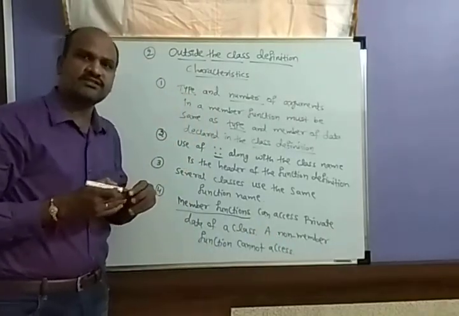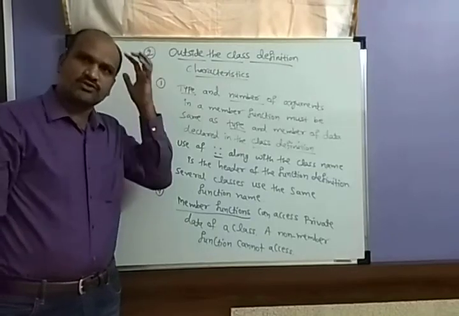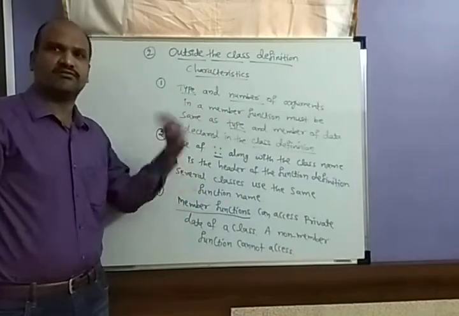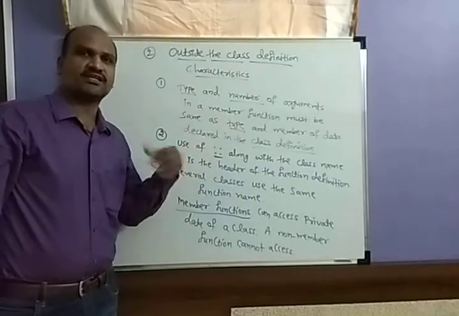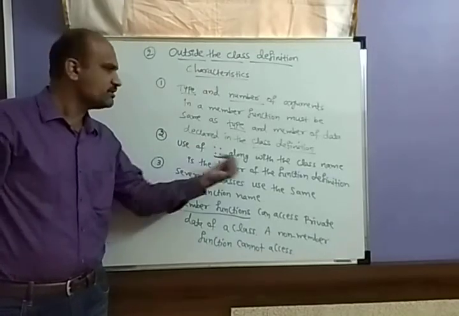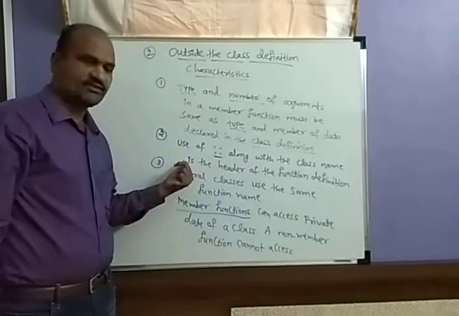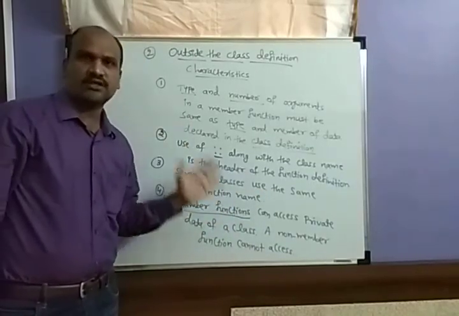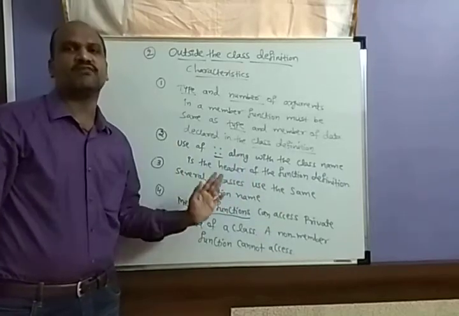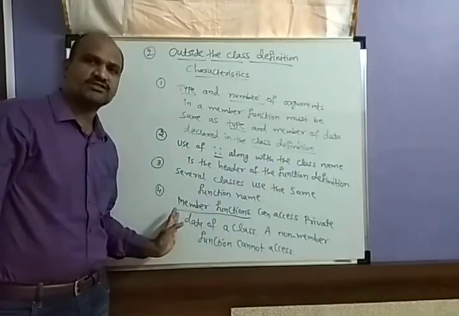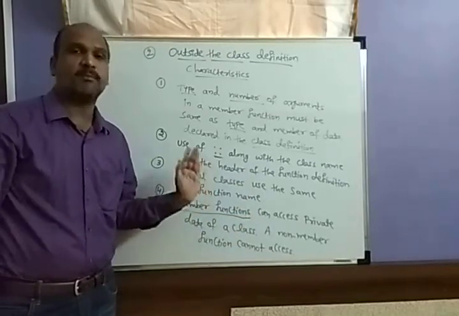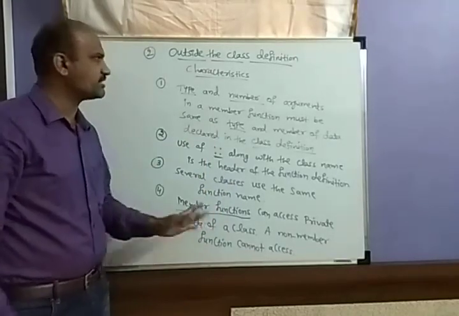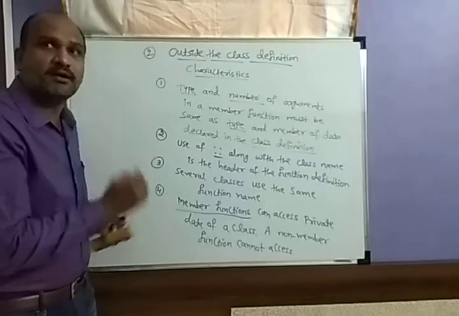First characteristic, the type and the number of arguments should be the same both in the class and in your function, whatever you write outside of the class with the scope resolution operator along with the class name as a header function. Then several classes can use the same function name, and member functions can access private data of a class, but a non-member function cannot access the private data of a class. These are the 4 characteristics of your member function.